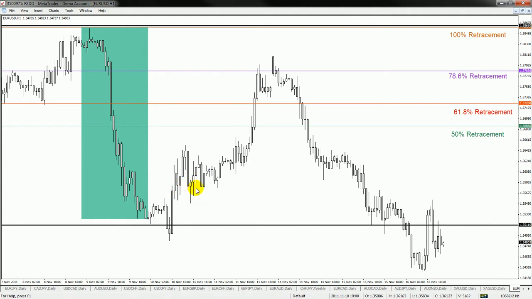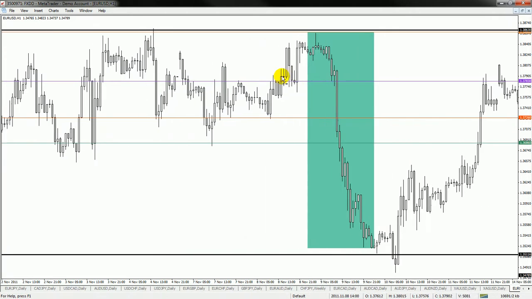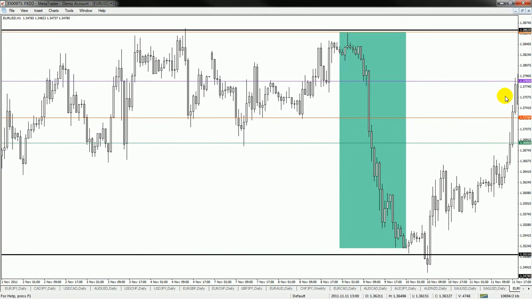And I can see where if someone didn't want to take the full stop, watching just this much action right here, someone would say, yeah, this is no good for me. I'm going to dump it. It's gone 78.6 against me. It's almost gone to the stop, but it hasn't quite, so I'm going to get out.